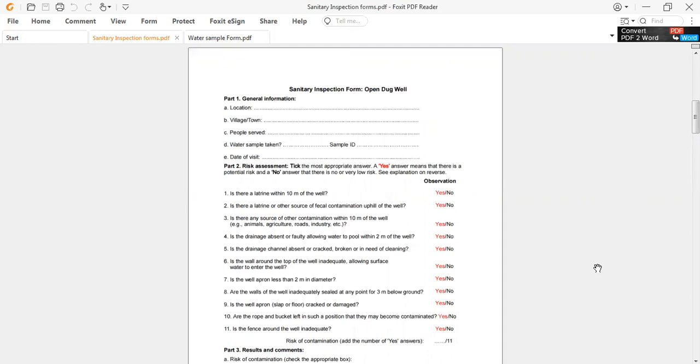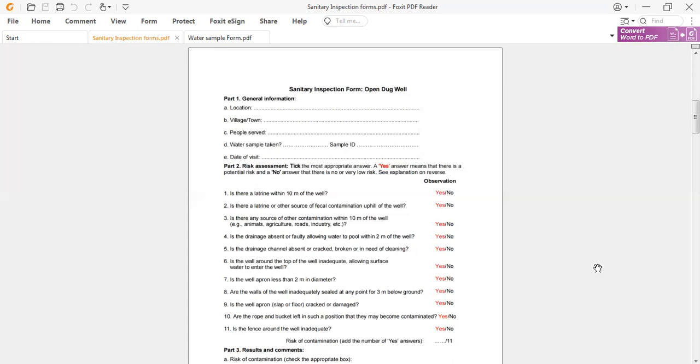Is the drainage absent or faulty, allowing water to pool within 2 meters of the well? This one is talking about drainage. Does this well have a drainage where water can pass? For instance, you talk of runoffs. Even if it's a level surface, you have situations where rainfall stands there because there's no drainage, and that water can still percolate and enter the well. So if that is the case, you also tick yes.